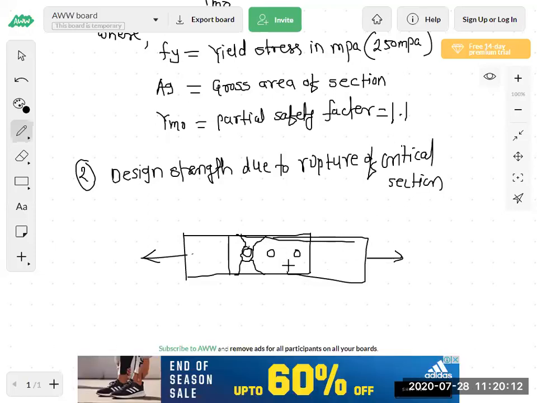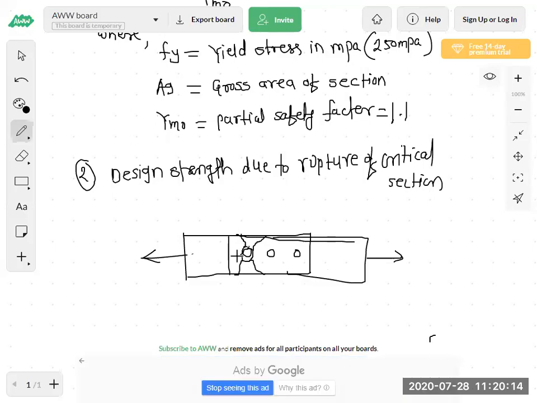Critical section means we have made a hole here. याला होल पाडलं म्हणजे याची स्ट्रेंथ रिड्यूस झाली. Critical section means what? We have made a hole here. Due to that hole, the strength of this plate or section is reduced. That is nothing but the critical section. The failure will be from this area.